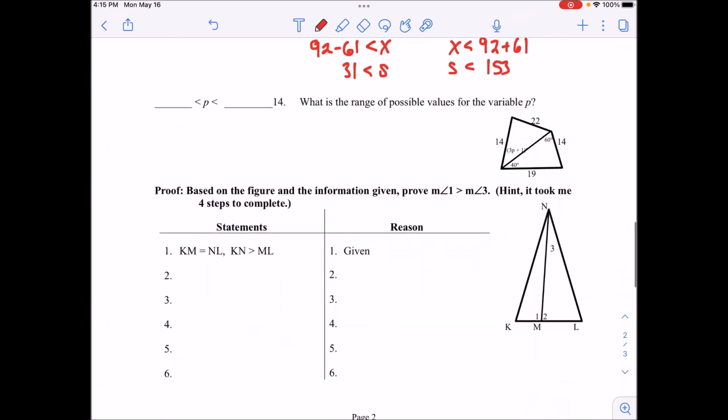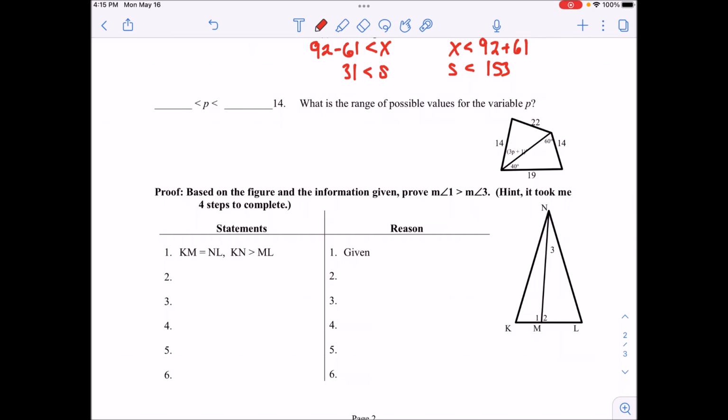Number 14. What is the range of possible values for the value of p? This is where I'm going to use the hinge theorem. If you'll notice that 14 on this side and 14 on this side are equal. We also have a shared side in these two triangles, therefore those are equal. If I highlight one triangle in yellow, I have two sides of that triangle being congruent to two sides of my other triangle, which I'm going to highlight in orange.